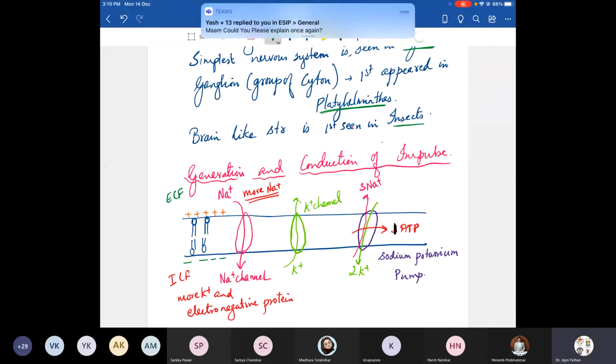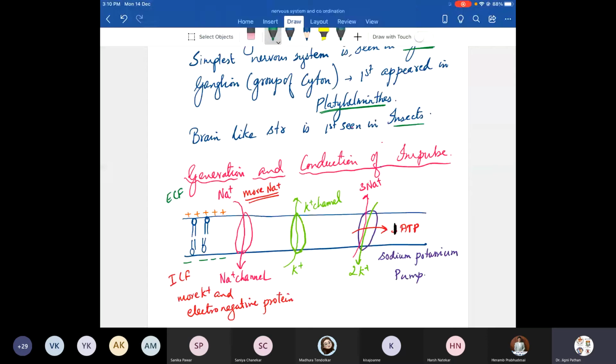Yes, I'll explain. I have not yet explained this diagram. Are you done drawing? ECF is extracellular fluid, ICF is intracellular fluid. Okay. Next.